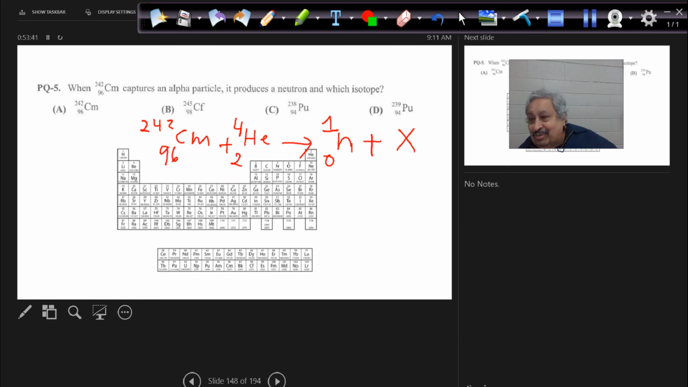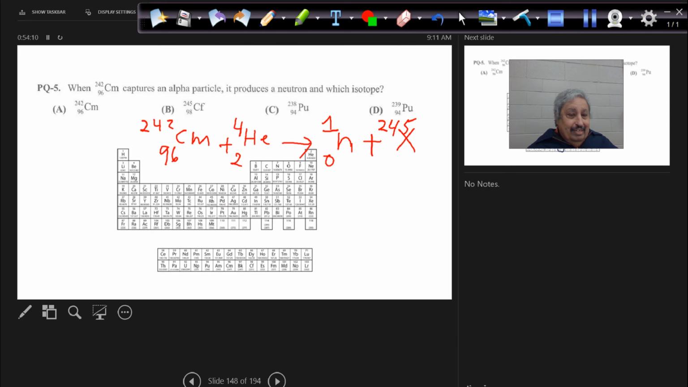This one is very good. We can't cheat on this one. X, excellent. I'm very happy with that. So we can't cheat on that. We have to get the answer. So what is the X atomic mass? 242 plus 4, 246, minus 1. So 245 on top, correct? Don't be shy. 245.